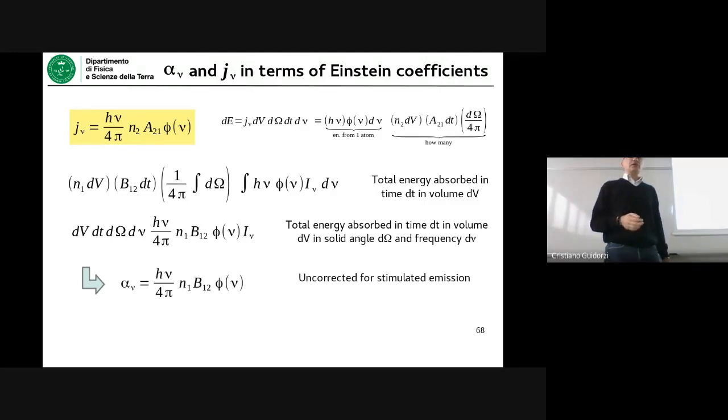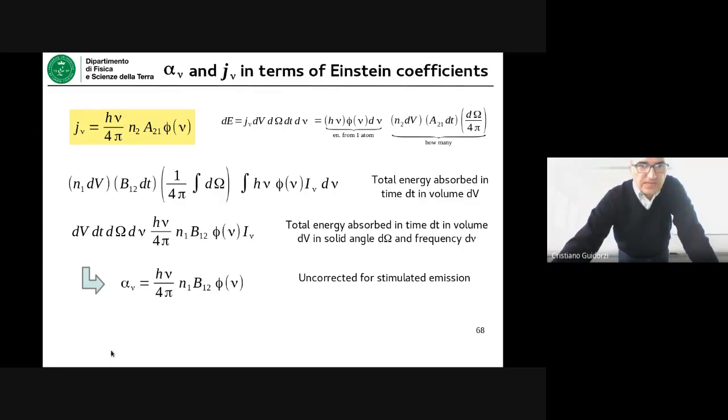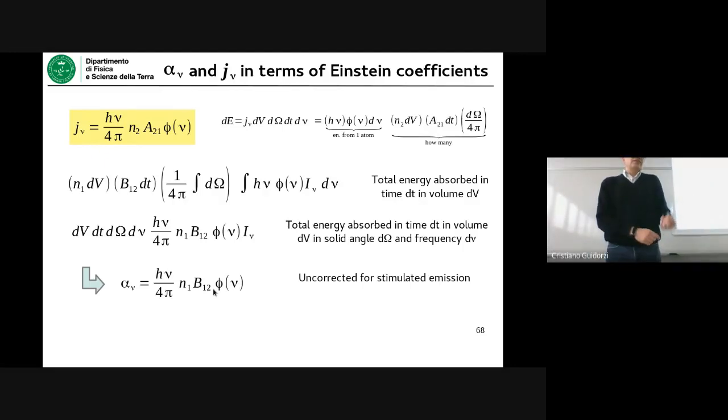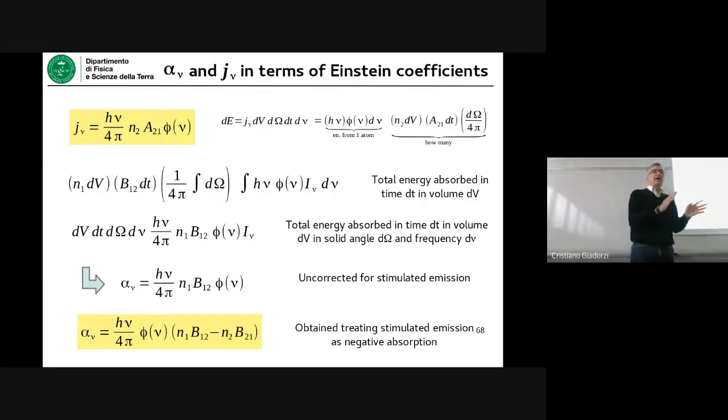That's not the whole story yet, because if you remember, I didn't consider the contribution of stimulated emission, which works exactly the same way as absorption, but in a negative way. Instead of absorbing, it adds photons. If you pay attention to this relation, the absorption term is just N1 B12. If you want to add the contribution of stimulated emission, you just have to add to N1 B12 the analogous term, which is N2 B21.